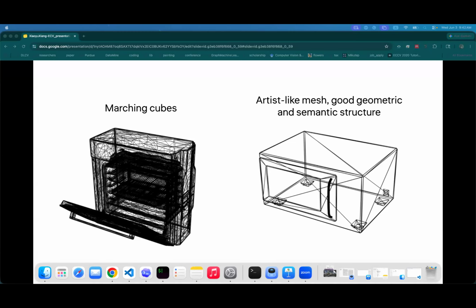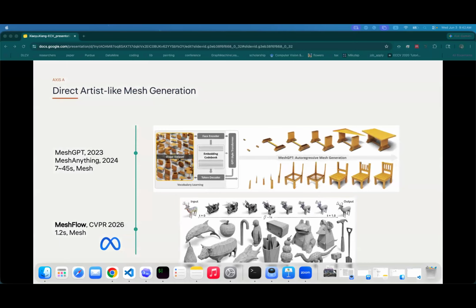Yes. Also, naturally, we have an idea about improving the efficiency. So directly producing a representation that avoids extensive cleanup. And this idea leads us into the direction to generate mesh topology directly.